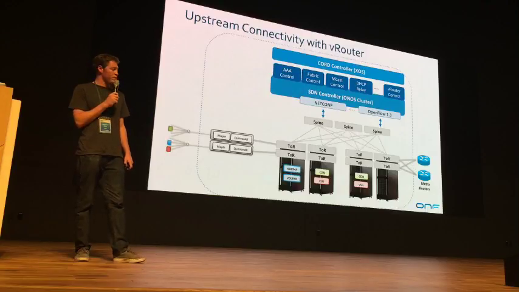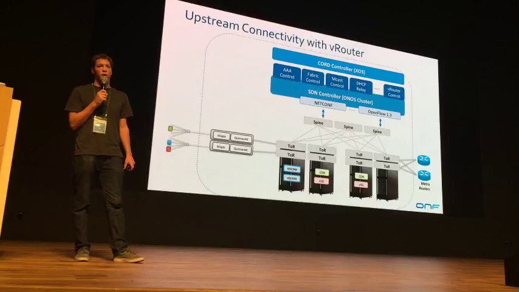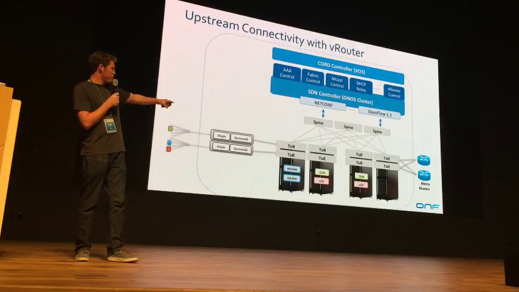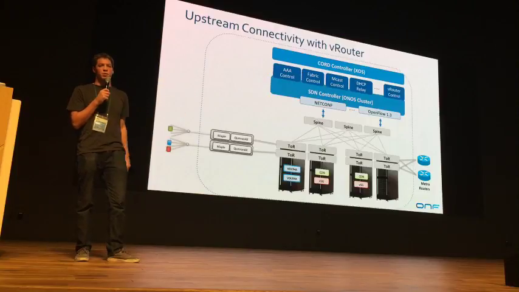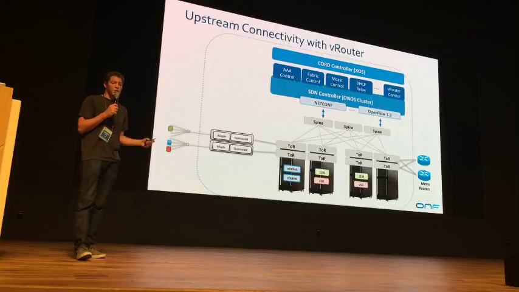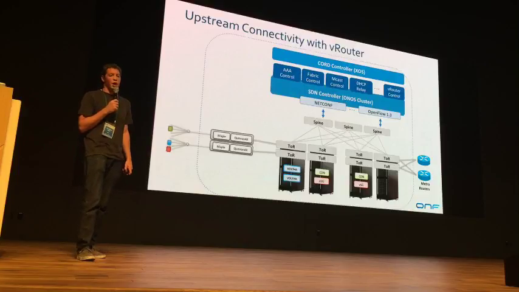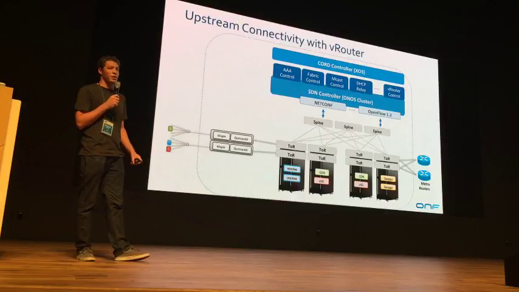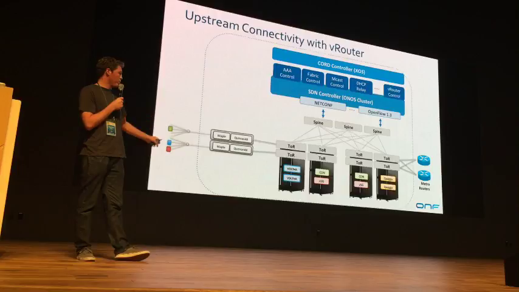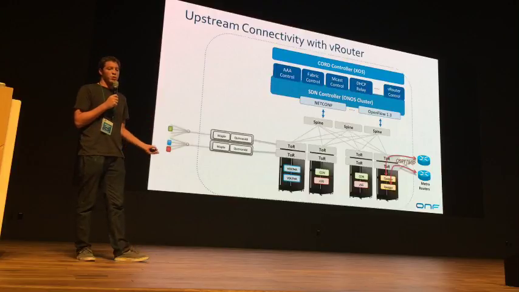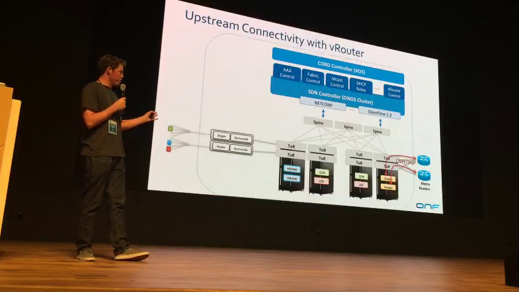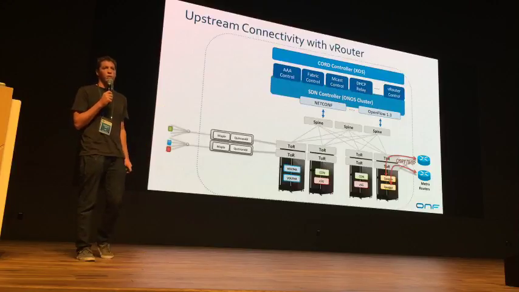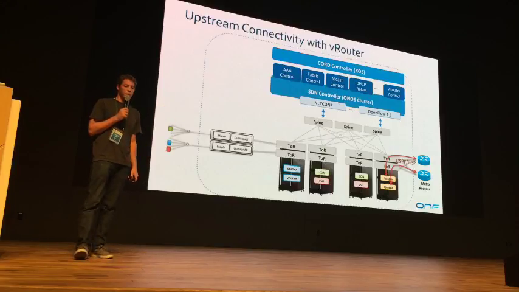And then the final service that we have is the vRouter. We can see on the right-hand side of the diagram, we have our leaf-spine fabric connecting to metro routers upstream. In order to be able to exchange traffic with the metro network, we need to be able to speak routing protocols. To that end, we leverage Quagga, which is an open source routing stack. We deploy it on our compute nodes. And then we use the fabric to allow Quagga to communicate with metro routers using routing protocols such as OSPF and BGP.